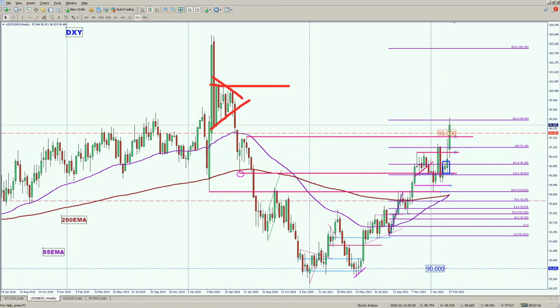Consolidation area here, where he eventually broke back down. So let's see how much of a retracement there'll be next week, and whether it's able to find support and consolidate, or whether it's going to continue to rally higher.